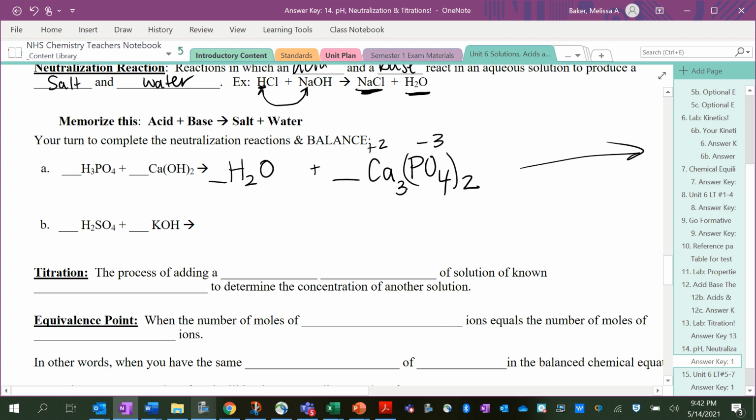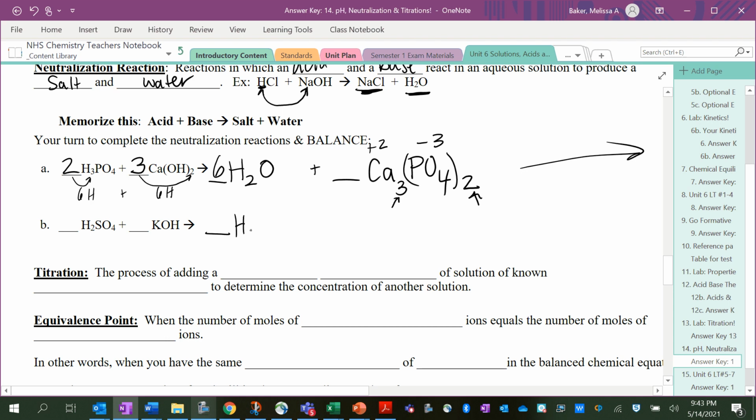All right, now we've got to balance it. So Ca3, let's put a 3 in front of the Ca. PO4 2, let's put a 2 in front of the PO4s. That's 2 times 3, 6 hydrogen, plus another 3 times 2, another 6 hydrogen. That's 12 hydrogen, so you need a 6. Now we're balanced.